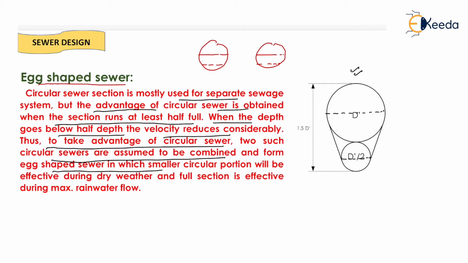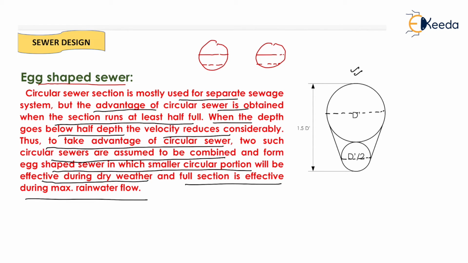It is written here, the egg-shaped sewer in which the smaller circular portion will be effective during dry weather, that is summer season, and the full section is effective during maximum rainwater flow. That's why we take the advantage of circular sewers in the summer and rainy seasons. That's why we have combined the two sewers as an egg-shaped sewer. We use the smaller section efficiently in summer, and the whole egg-shaped sewer most effectively in the rainy season. That is the complete egg-shaped sewer.